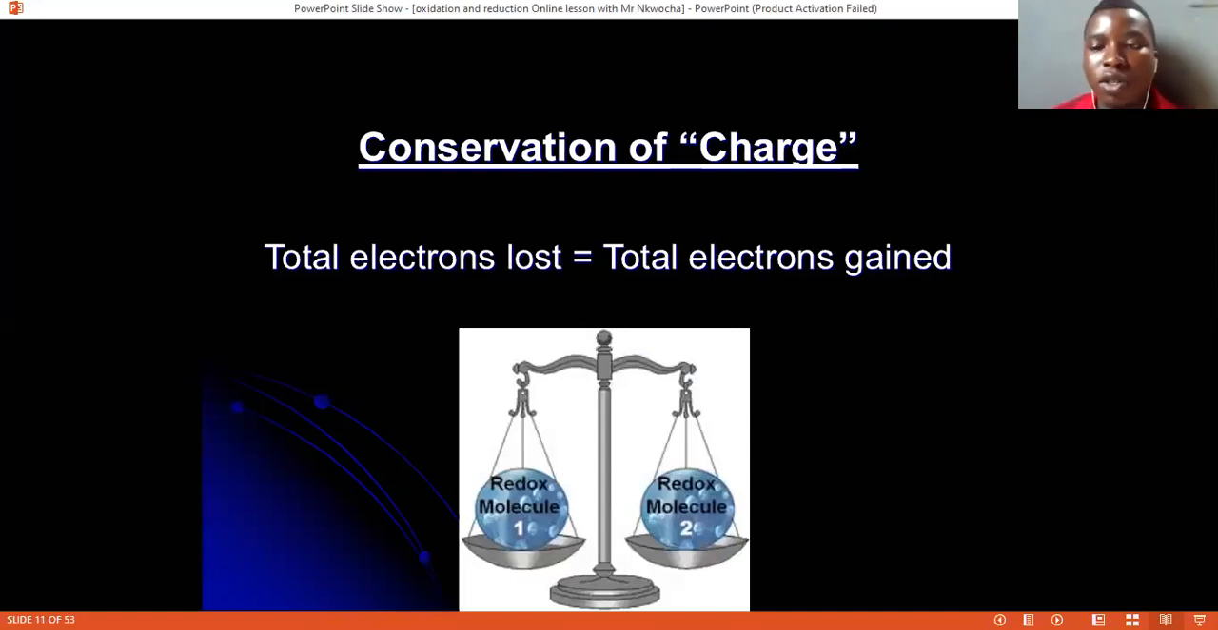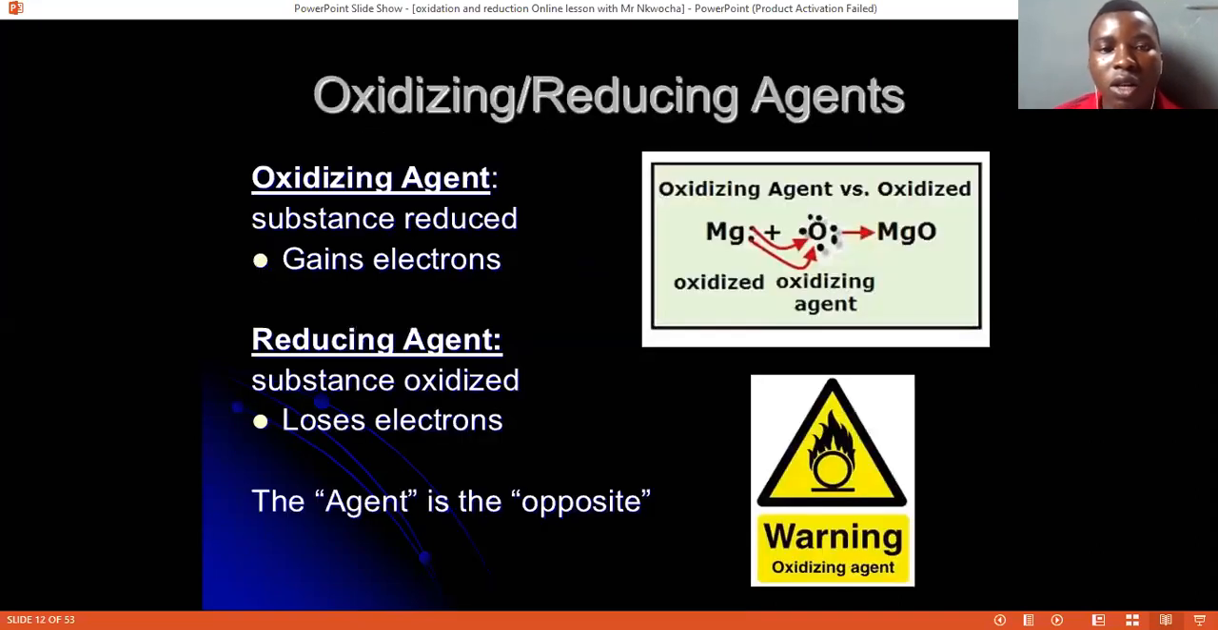So when there's conservation of charge, that means electrons are usually conserved. What that means is that the total number of electrons lost will always be equal to the total number of electrons gained. So you don't say, I lost an electron, another person says, I gained 2 electrons. Why is there a difference? Okay, so that's conservation.